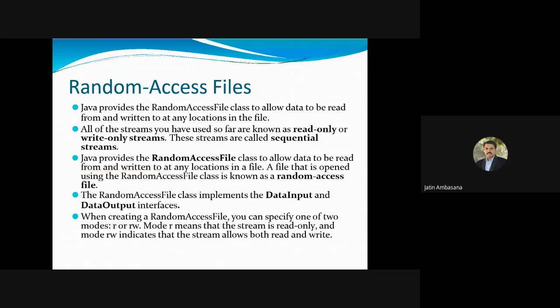And a file that is opened using random access file is also known as a random access file itself. The random access file class implements the data input and data output interfaces. When you are creating a random access file, you can specify one of two modes, that is read or read-write mode. R means the stream is read only, and RW means the stream allows both read and write.